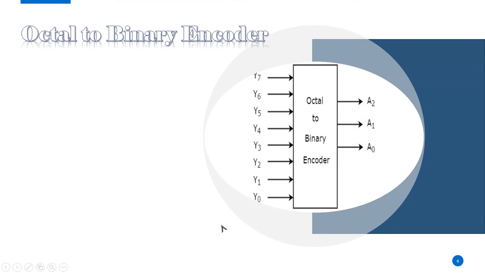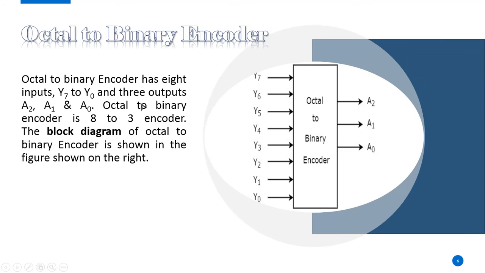Now we come to the next one, the octal to binary encoder. Octal means 8, like octopus, which you have heard has 8. So octal to binary has 8 inputs, from y0 to y7, and 3 outputs, a0, a1 and a2. So the octal to binary encoder is an 8 to 3 encoder.